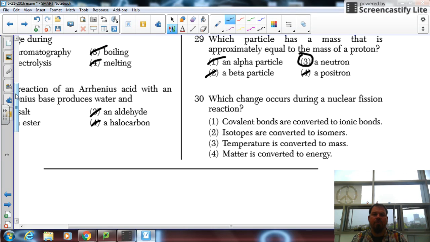Which change occurs during nuclear fission? Fission. Nuclear fission is the key word. I have fission and I got fusion. Fusion takes 2 things, puts them together. Fission is take one big thing and cut it into 2 smaller things. And what's happening in both, of course, is matter is converted into energy. That happens in both fission and fusion equations. We're not dealing with anything that has anything to do with covalent bonds. Isotopes are converted to isomers. That doesn't even make sense. And temperature is converted to mass. Temperature is energy. We don't convert energy into mass. We haven't been able to do that yet.